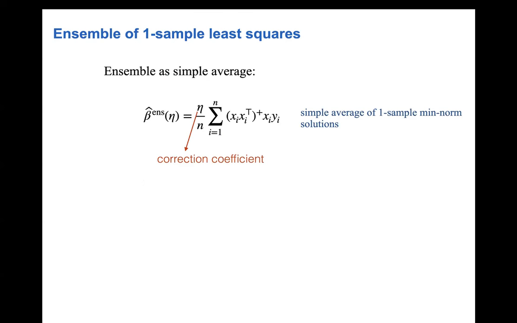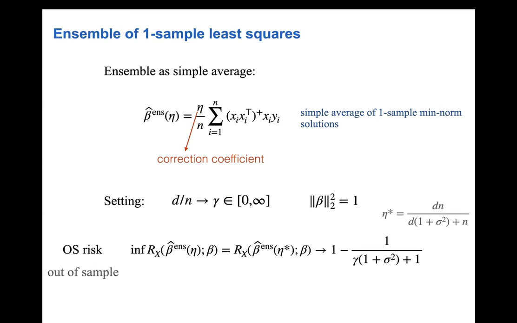So it's simple as this. Every time we fit one sample estimator, then we try to average everything together. Also, for this case, I need an eta in front of this estimator, which is actually a correction coefficient. So this is just a simple average of one sample minimum norm estimators. The setting is roughly the same as before, and we can calculate the out of sample prediction risk.